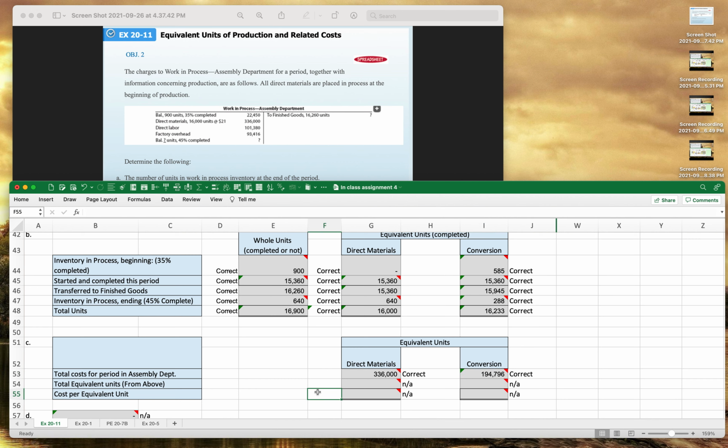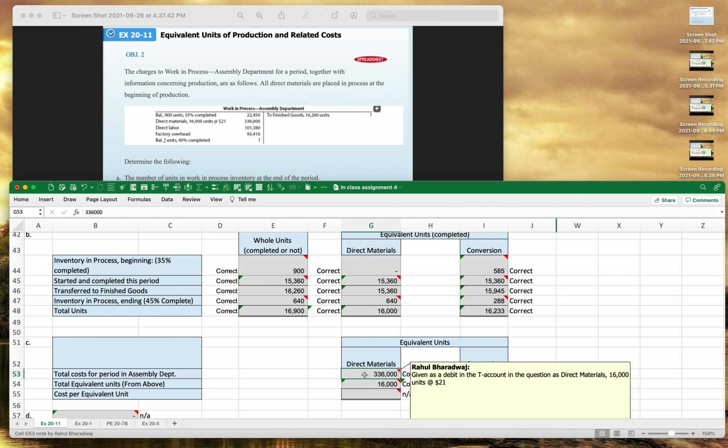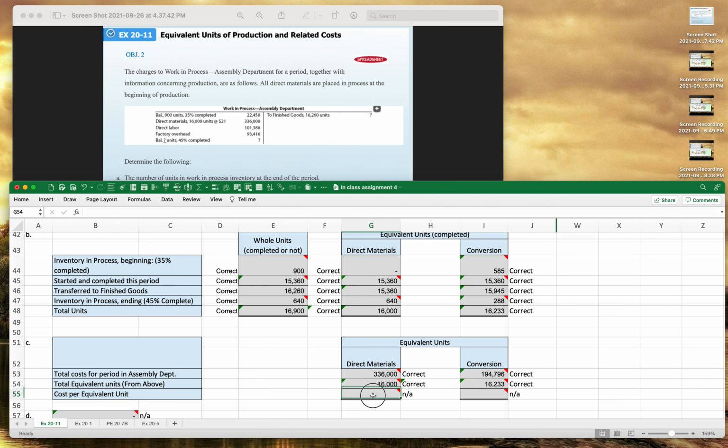Now we know exactly how many units from above pertain to direct material. And this one would have been the same thing, so I'm just going to copy that here. And if you were to take the total costs incurred for direct material and divide them by the amount of units we apply direct materials to, in this case 16,000, we should be able to determine the cost per equivalent unit. And that would simply be these two items divided together, and similarly these two items divided together.